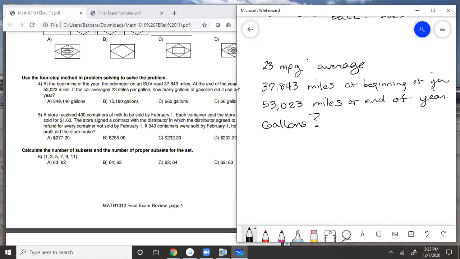So what is it that we need to know here in order to find out how many gallons we're using? I would say how many miles were driven in a year. Yeah, we would need to know how many miles, right? So the number of miles in a year, how do we get that? I would subtract. Yeah, 53,023 minus 37,843. Good. Let's go ahead and do that.